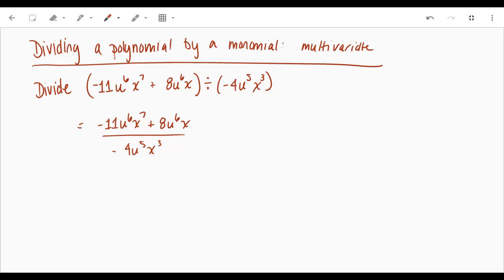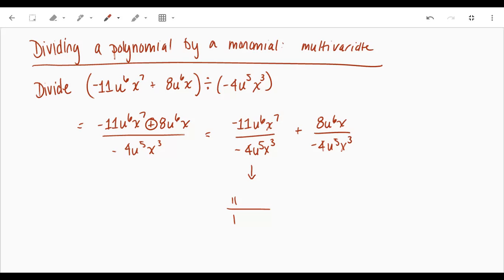And then also the fact that we can split numerators. So we can write this as negative 11 u to the 6 x to the 7 over negative 4 u to the 5th x cubed plus, because there's a plus here, 8 u to the 6th x over negative 4 u to the 5th x cubed. And then we just simplify. Like this first one, the negatives cancel out, so we have 11 over 4. We have a u to the 6th over u to the 5th, so that's just u. And an x to the 7th over x cubed, so that's just x to the 4th.